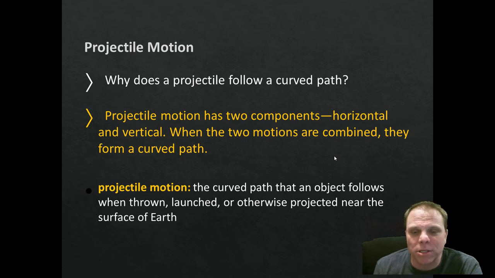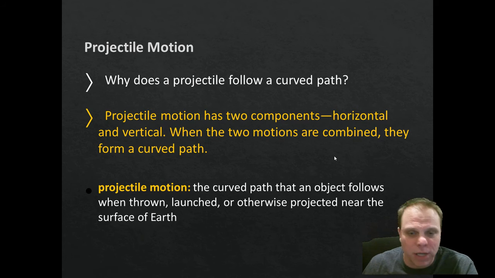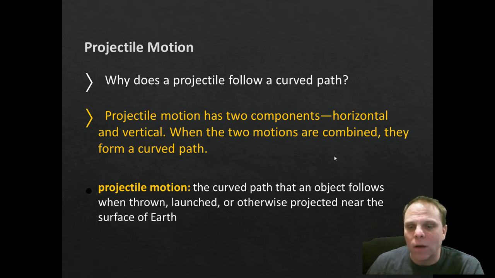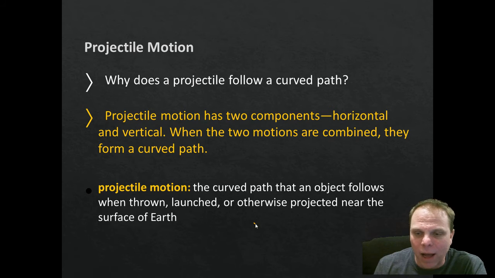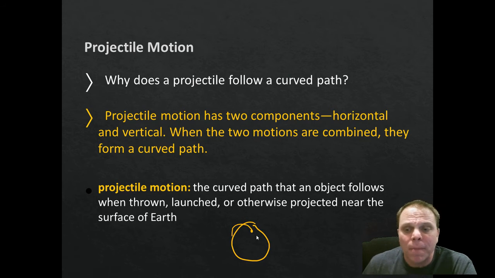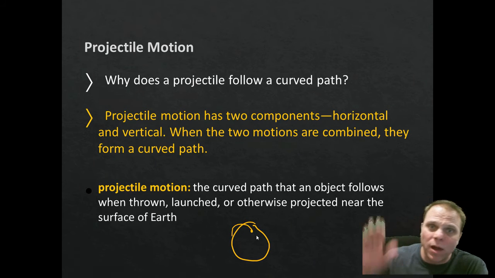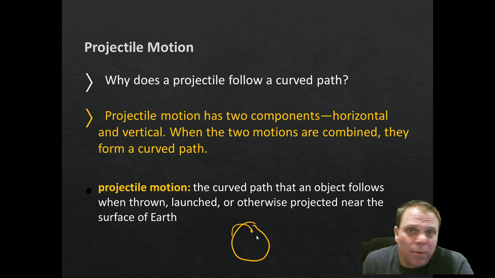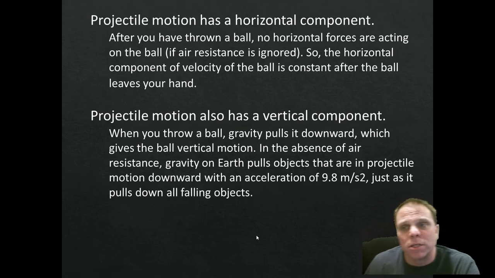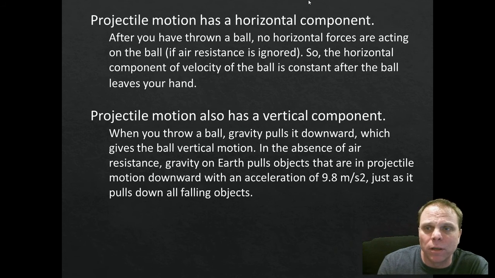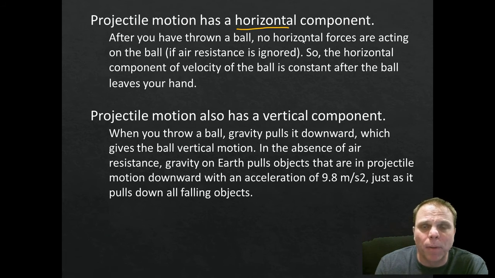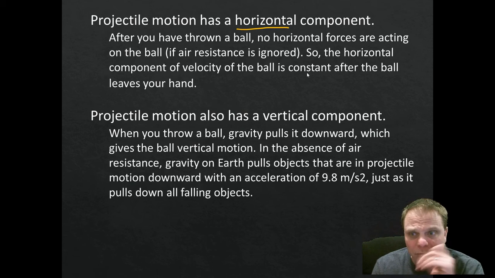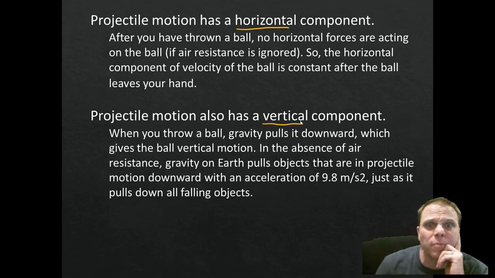So projectile motion is defined as the curved path that an object follows when thrown, launched, or otherwise projected near the surface of the Earth. So you can imagine if I wanted to launch a missile somewhere and land somewhere else on the Earth, that missile is going to have an upward motion. It's going to have a sideways motion. It's going to have a projectile motion, which is horizontal in component and vertical in component. Now, the horizontal part is the part where it's moving along the Earth. The vertical part is the part where it's going up away from the Earth.